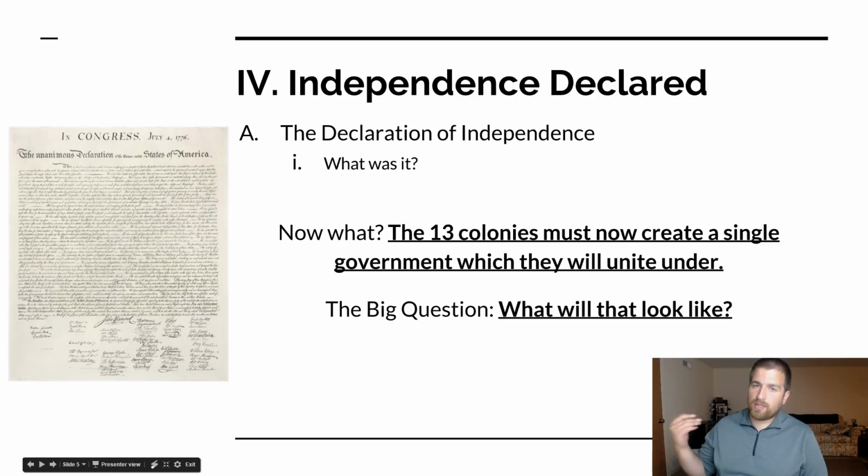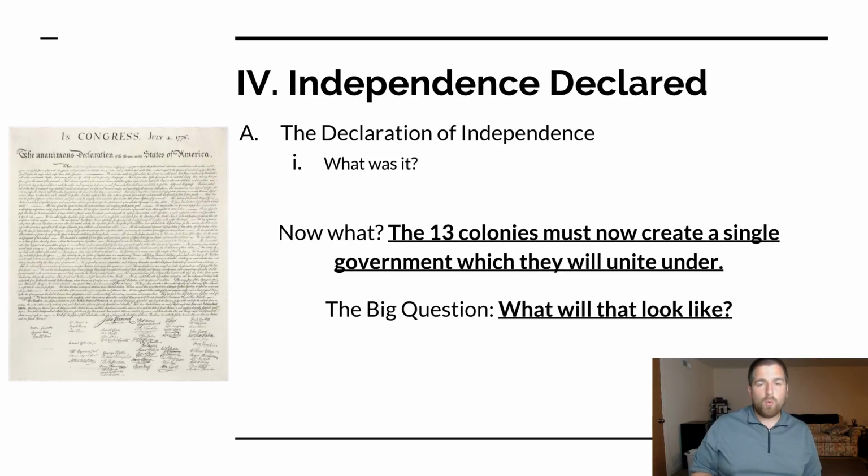So you already know a lot about the Declaration of Independence. I'm sure you've heard of it. We will go more in depth into it tomorrow. What we need to know right now is a formal definition for it.